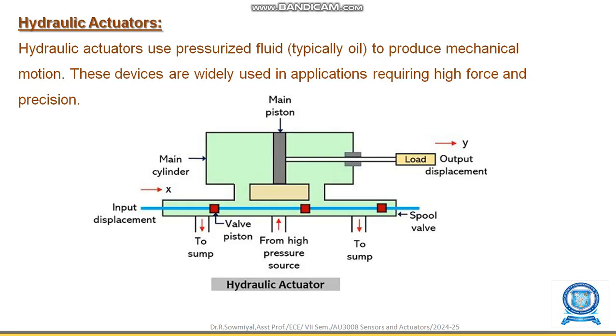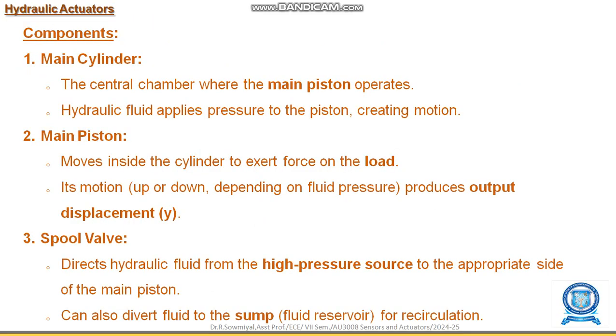So this is the structure of the hydraulic actuator. Let us see the components of the hydraulic actuator. First one, main cylinder, the central chamber where the main piston operates. Hydraulic fluid applies pressure to the piston, creating the motion. Next one is the main piston. It moves inside the cylinder to exert force on the load. Its motion, up or down, depends on the fluid pressure, and it produces the output displacement Y.